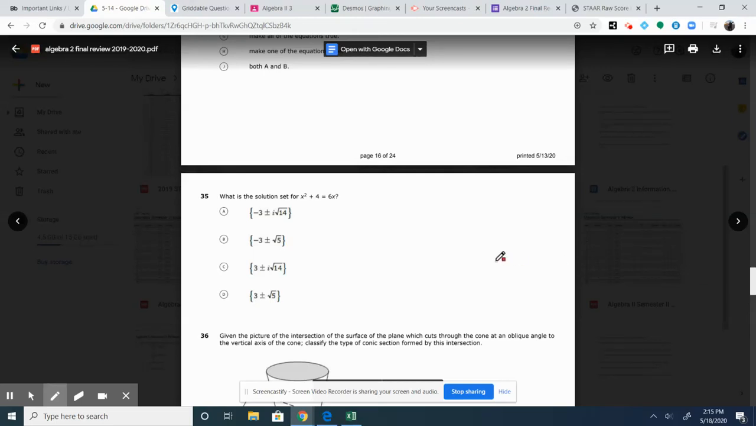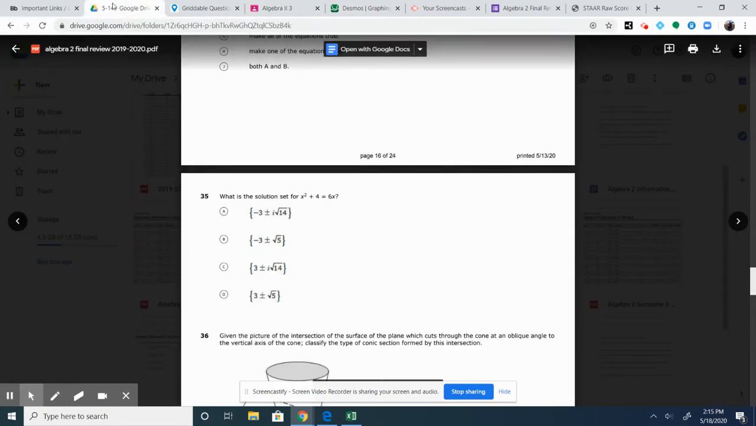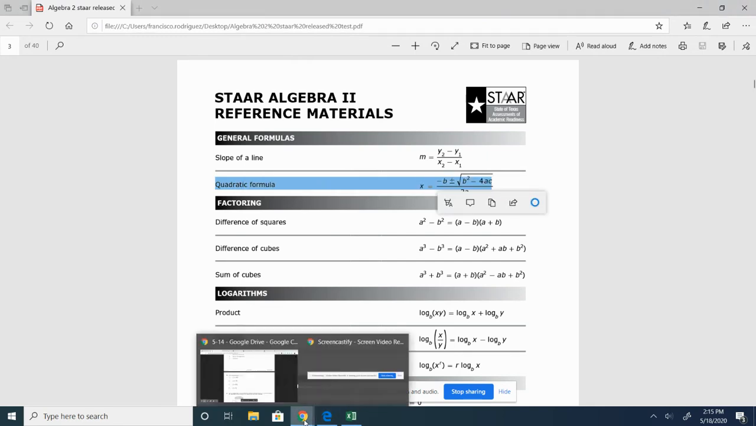Okay, so 35 says, what is the solution set for x squared plus 4 equals 6x? So what we're going to do is we're going to use the quadratic formula. And so to do that, well, we have the quadratic formula on our reference sheet here.